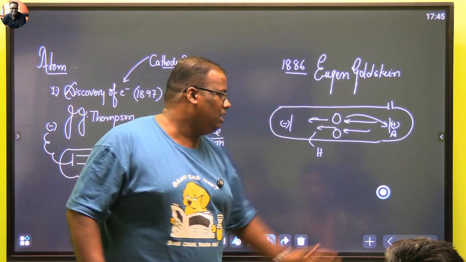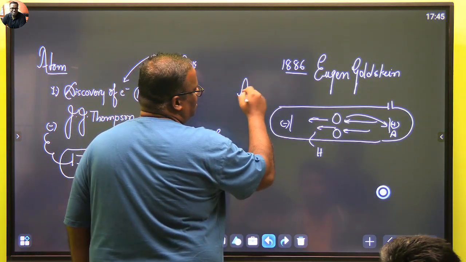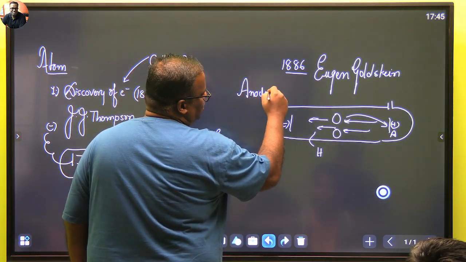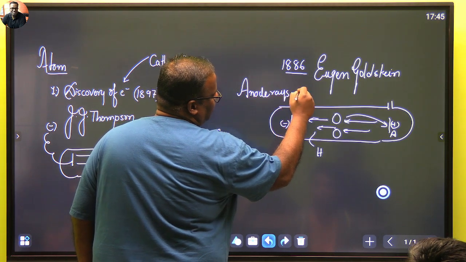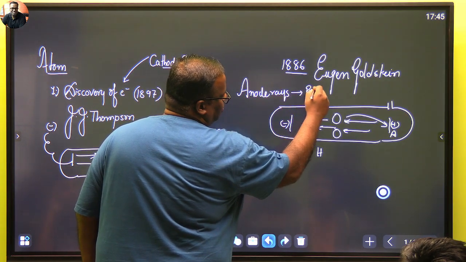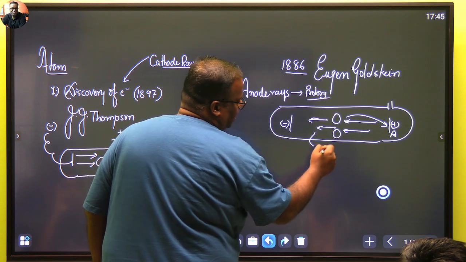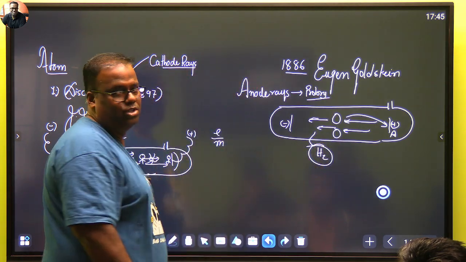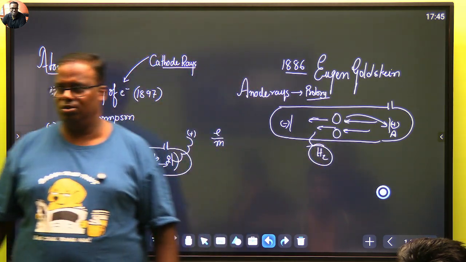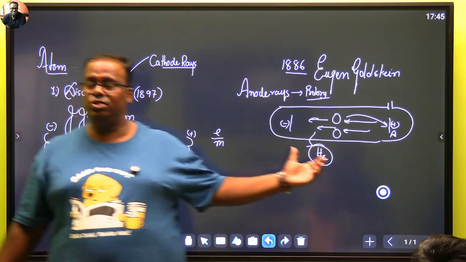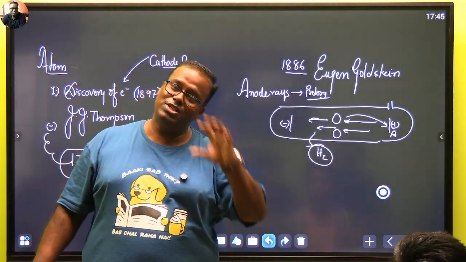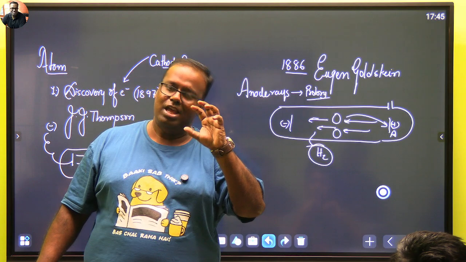So in higher classes, they always ask you, are anode rays protons? We say anode rays are protons only under one criterion: if the gas inside is hydrogen. Otherwise, they are not protons. Because hydrogen is one atom which carries only an electron and a proton.